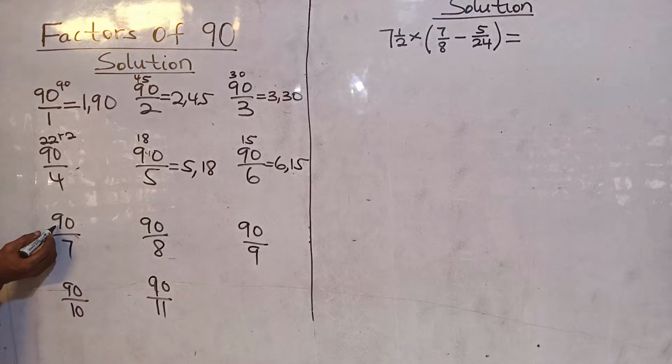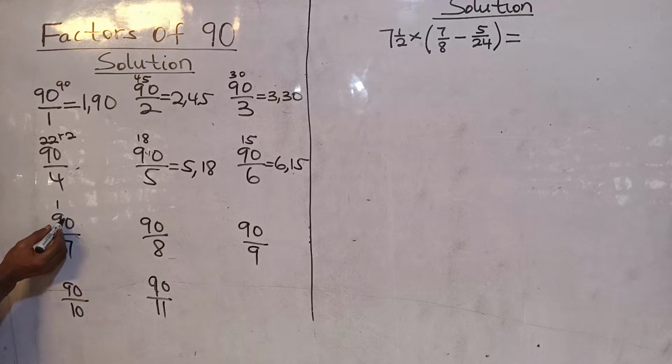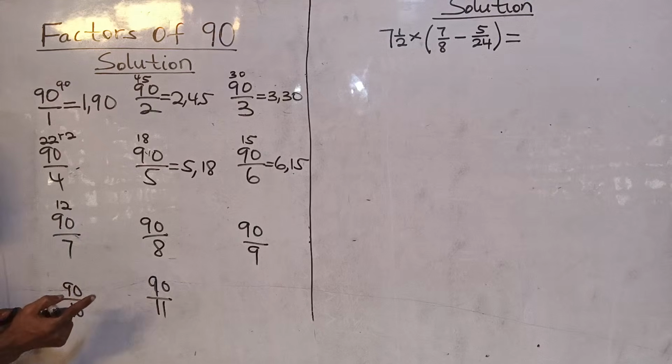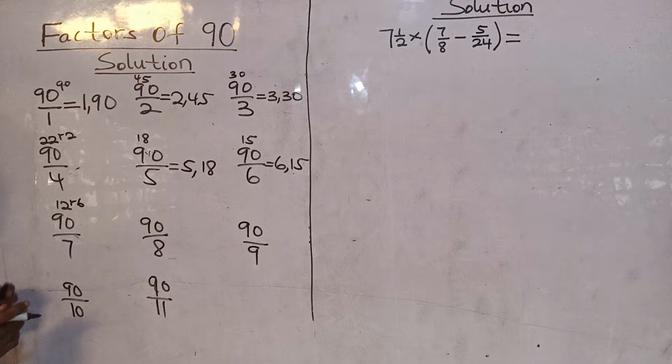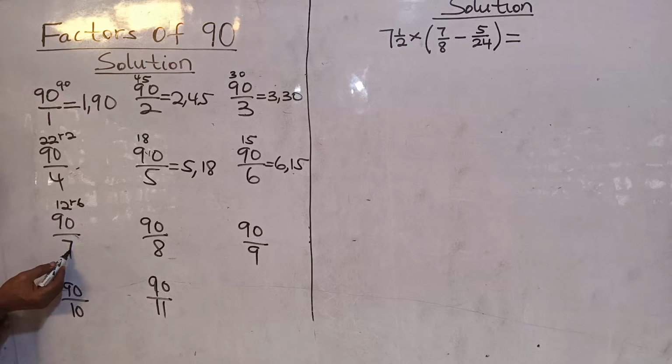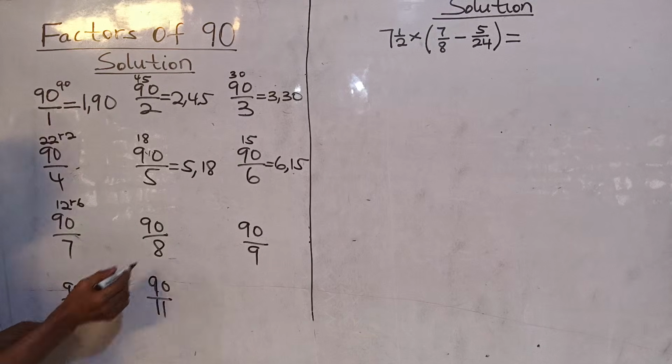7 will divide 9, 1, remainder 2. When you put it here, 7 will divide 20, 2 times, that is 2 times 7 is 14. 20 minus 14 is 6. So because there is a remainder, 7 and 12 are not factors of 90.